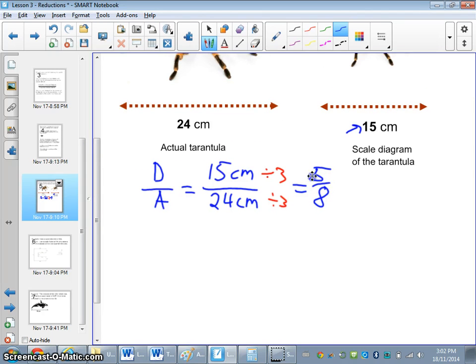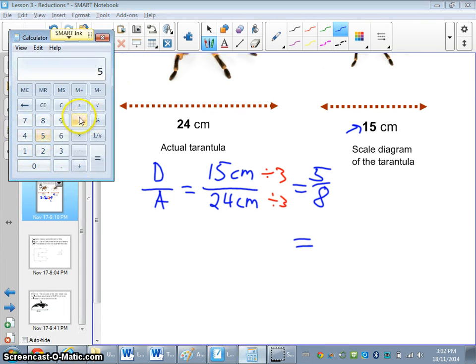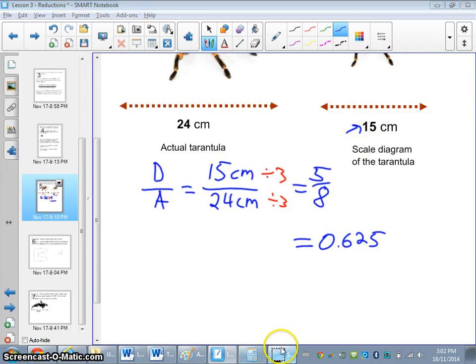And we can also turn this into a decimal. So we can go 5 divided by 8. And what do we get there? Well, it'll be 0 point something because the top number is smaller. Let's find out. We go 5 divided by 8. We get 0.625. Okay, so these here are both scale factors of my diagram.